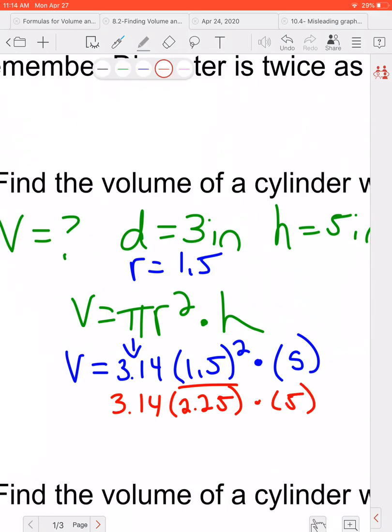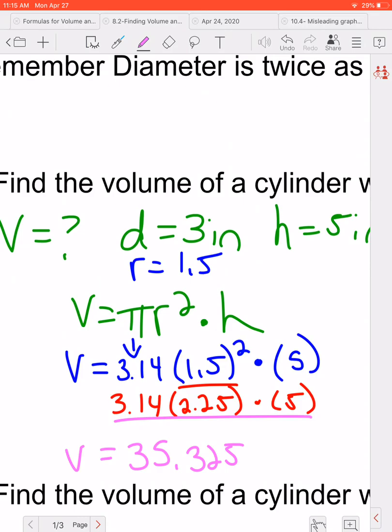Now remember, anytime we see something with parentheses right next to another number, all that means is multiplication. So we can multiply all three of these numbers together, or we could do 3.14 times 2.25, get an answer, and then multiply it by 5. Just for ease, we're going to type it all in the calculator. So we're going to get V is equal to 35.325.